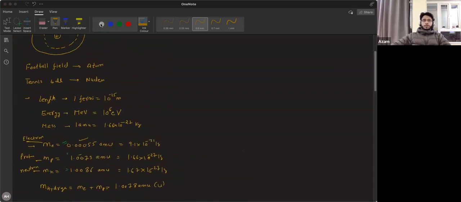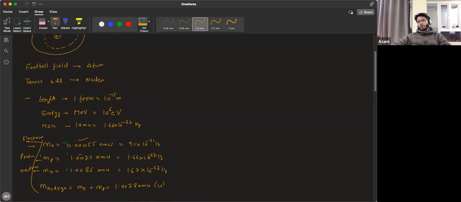See, you have to remember this data, all these masses. All of these four masses: electron, proton, neutron, and hydrogen atom, in atomic mass unit, not in kg. In kg, it will be given in the question paper. The value of Planck constant and these masses in kg will be given in the question paper. But atomic mass unit is usually not given. You have to memorize these relations.